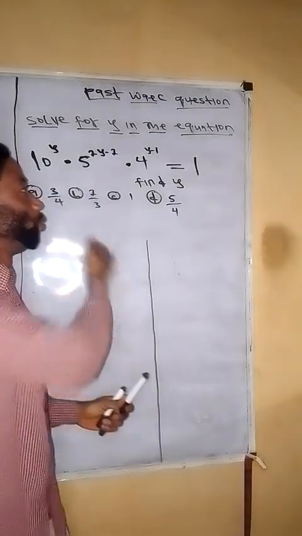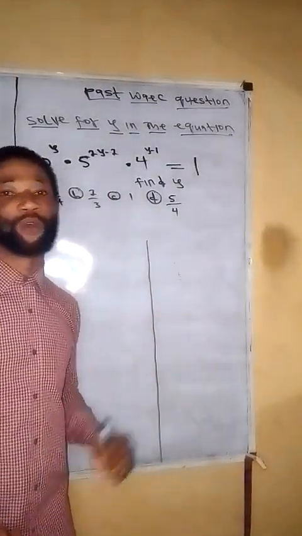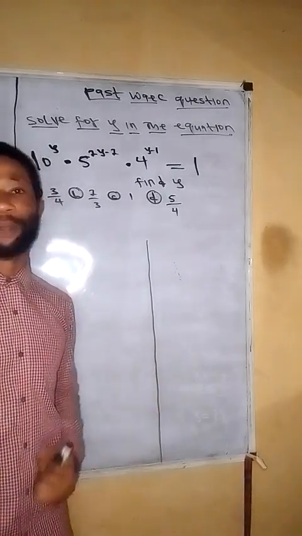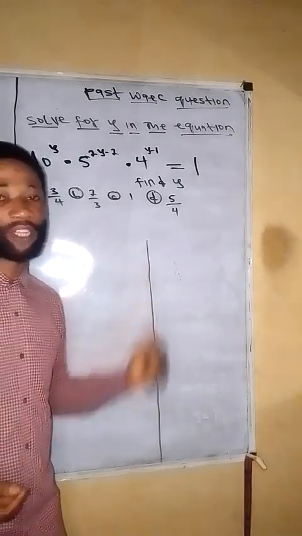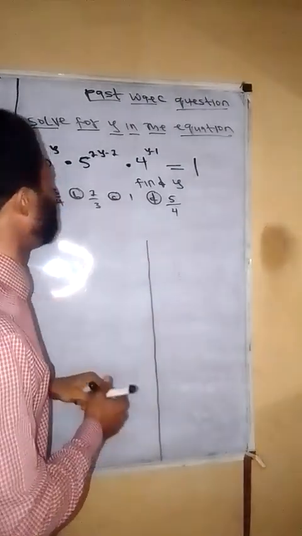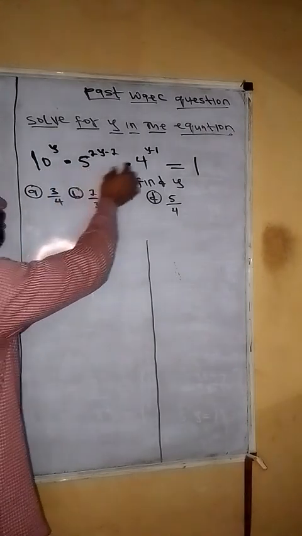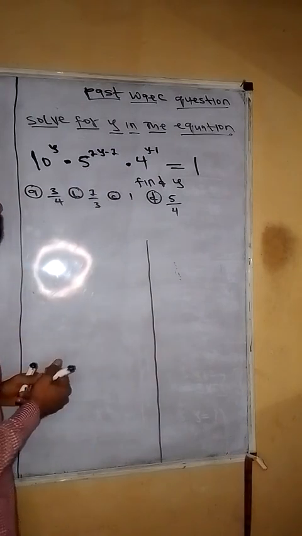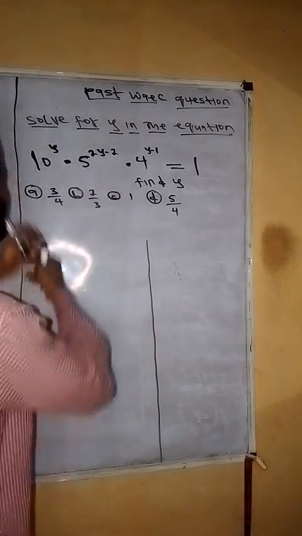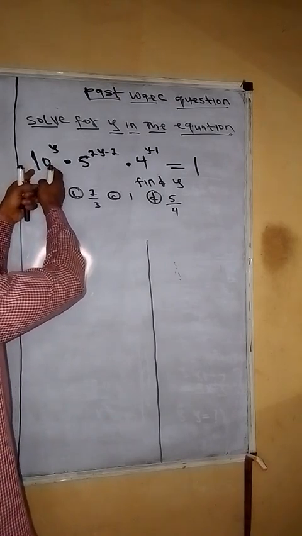Now all we need to do is to quickly solve this equation and get the value of y, which we can simply do through applying the laws of indices. This is an indicial or exponential equation. This is base 10, this is base 5, this is base 4. We have many ways we can work through this, but one of the simplest ways is to break down this 10.